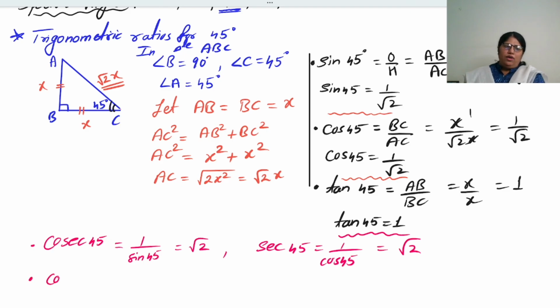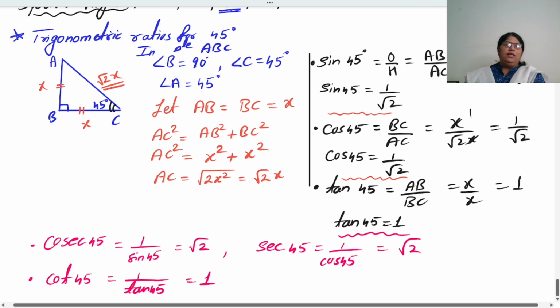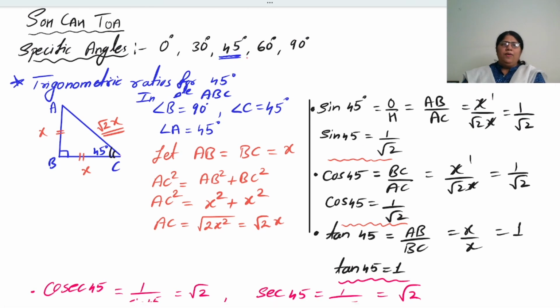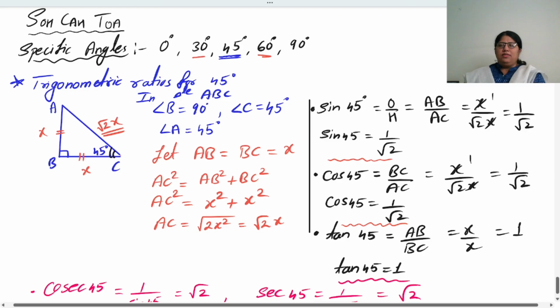And cot 45 is the reciprocal of tan. So we'll get the reciprocal of 1, which is 1. So for all these six values, you have to remember only the three basic values, and for cosec, sec and cot you can just take the reciprocal of sine, cos and tan. So hope you got this. Now what is the next ratio we got after 45 degree? Now 30 degree and 60 degree.